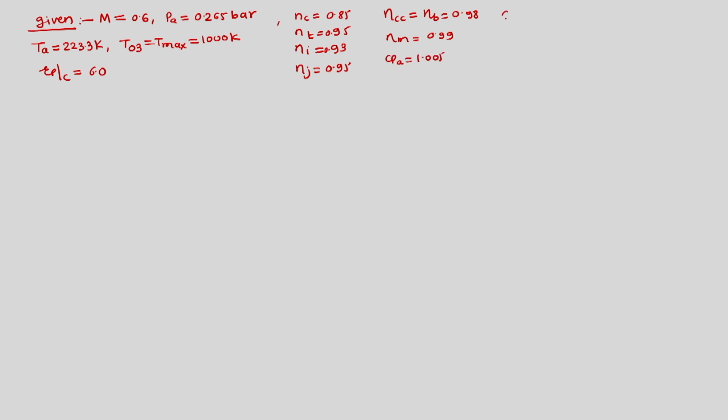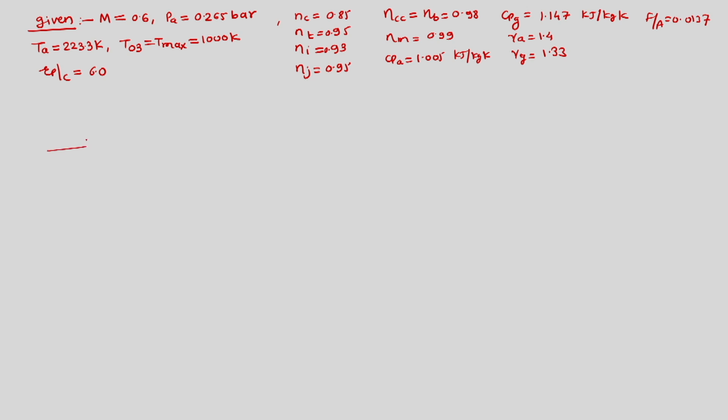then Cp of air 1.005, Cp of gas 1.147 kilojoule per kg Kelvin, gamma of air 1.4, gamma of gas 1.33. Further, fuel air ratio is given as 0.0137. Now we have to solve for specific fuel consumption.